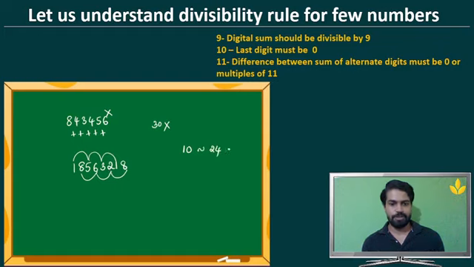The difference here is actually 14. But I want this difference to be 0 or any multiple of 11. In this case it is not, so it is not a multiple of 11. That is what I am telling you. The difference between the sums of the alternate digits should be equal to 0 or a multiple of 11. In this case, it is not a multiple of 11.